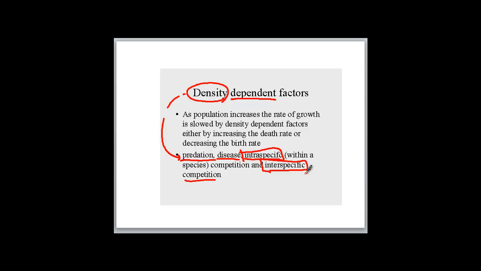Intra, like intramural sports, is within a school. Intramural sports within a school. Intraspecific is within a species. All right. These are density-dependent variables. All right. They are the ones that once you overshoot, they're going to be the ones that bring you back down. Or they will also be the ones when you get near carrying capacity to keep you there.